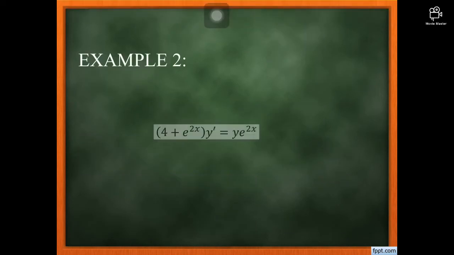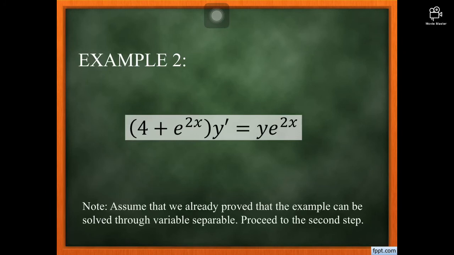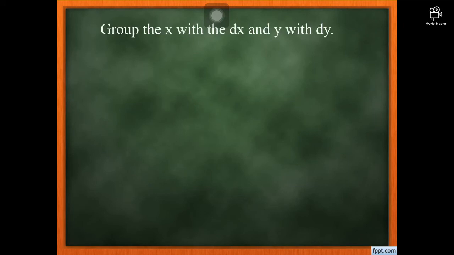So now let's have example number 2. For example number 2, we have 4 plus e raised to 2x times y prime is equal to ye raised to 2x. So note, let us assume that we already proved that the example can be solved through variable separable. So let us now proceed to the second step. We just need to group the x with the dx and y with the dy.